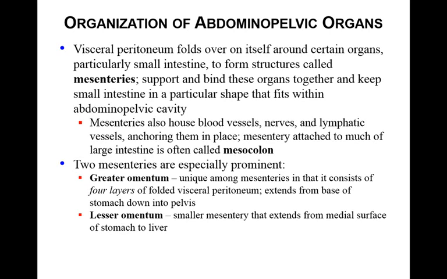The place where it attaches to the large intestine is called the mesocolon. There are two mesenteries that are especially important, your greater omentum and your lesser omentum. The greater omentum is unique among the rest, because it actually has 4 layers of folded visceral peritoneum, and it goes from the base of the stomach all the way down to the pelvis. And then your lesser omentum is a smaller mesentery. It extends from the medial surface of the stomach and it connects it to the liver.